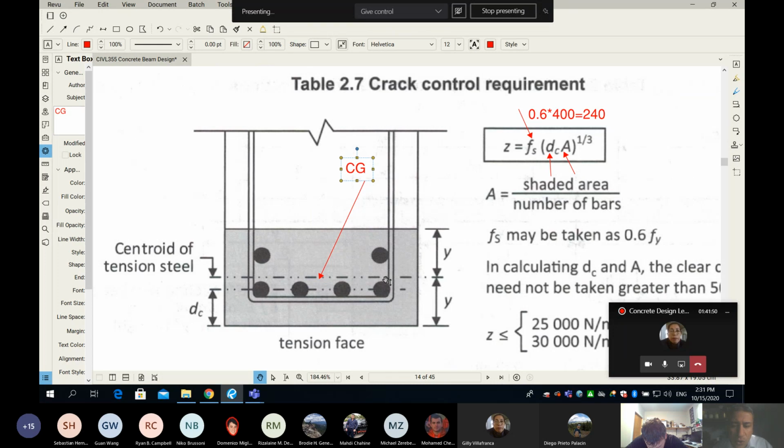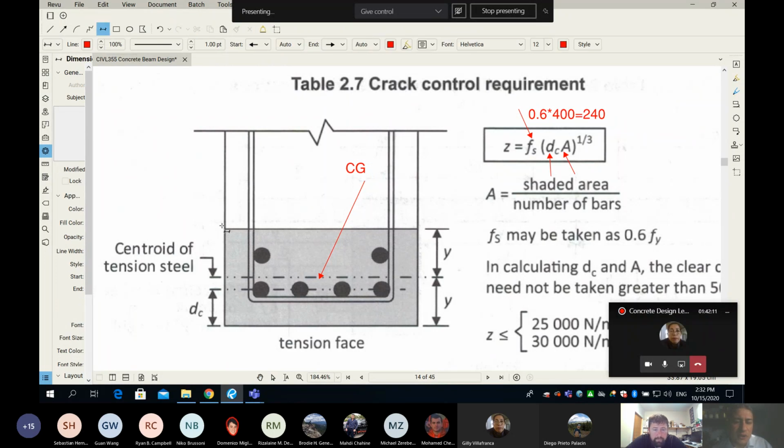After you find the centroid, which is marked by Y, you simply mirror around the centroid. You take the Y and double the Y. For example, if the centroid is 100 millimeters from the bottom, this will be 100 plus 100. That's one dimension of your shaded area. The other dimension is easy, which is from here to there. What do we call this dimension?